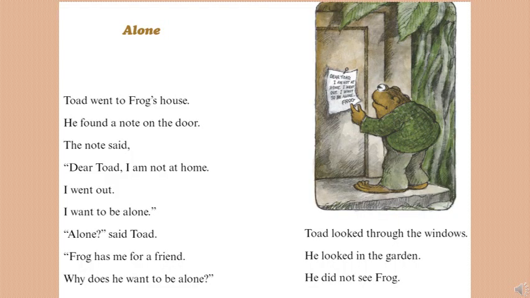So this chapter is called Alone. Toad went to Frog's house. He found a note on the door. The note said, "Dear Toad, I am not at home. I went out. I want to be alone." "Alone?" said Toad. "Frog has me for a friend. Why does he want to be alone?" Toad looked through the windows. He looked in the garden. He did not see Frog.